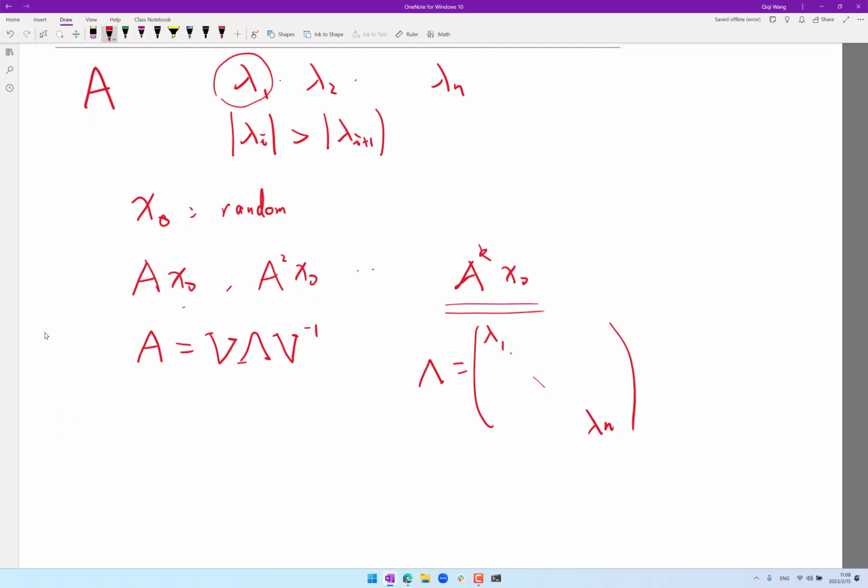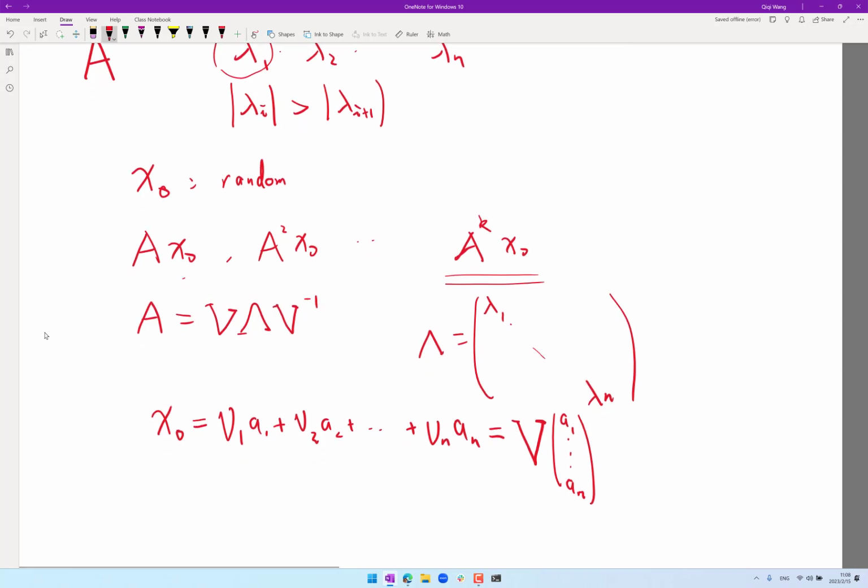So let's also express x0 as a linear combination of the first eigenvector, corresponding to lambda 1, times a1, plus the second eigenvector plus etc. all the way to vn times an. And this can be written in matrix form, right? A linear combination can always be written in matrix form. That's just V times the vector of a1 all the way to an, where each column of V is one of the eigenvectors.